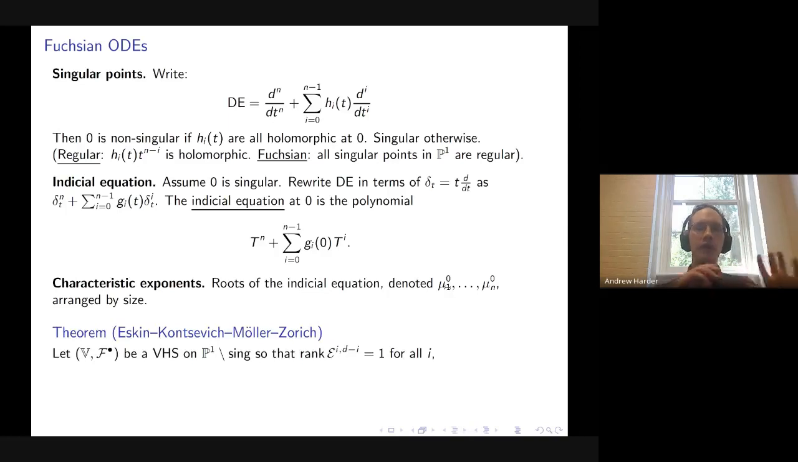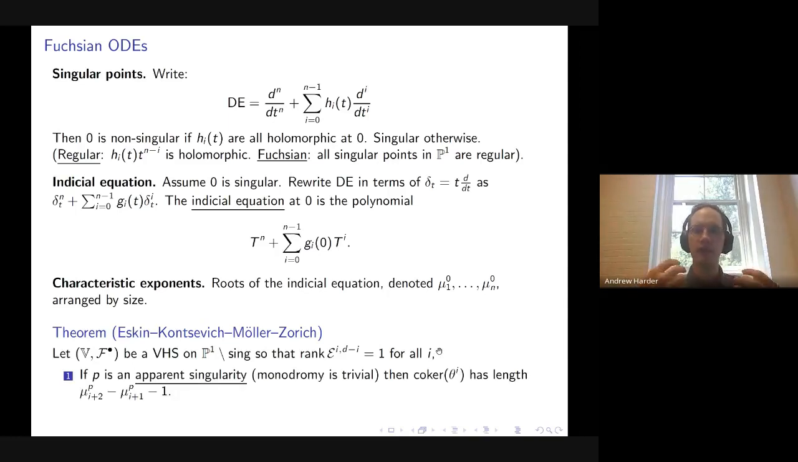Great. So what do Eskin, Kontsevich, Möller, and Zorich say? They say that if you have a variation of Hodge structure on P1 with some singularities, of course, so that the Hodge bundles all have rank 1, then you can deduce the length of the cokernel of sigma_i of these Kodaira-Spencer maps at each point in terms of the characteristic exponents. So if you have an apparent singularity of your differential equation, so this is a place that is a singularity but whose monodromy is trivial, then the length is given just by differences of the characteristic exponents.